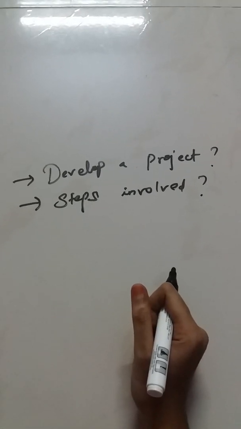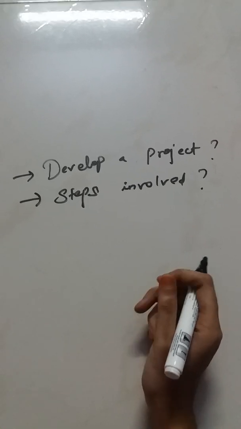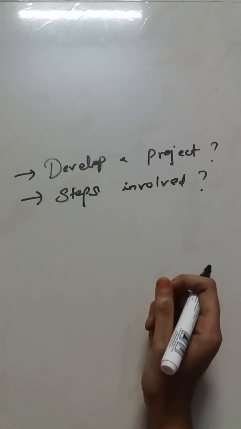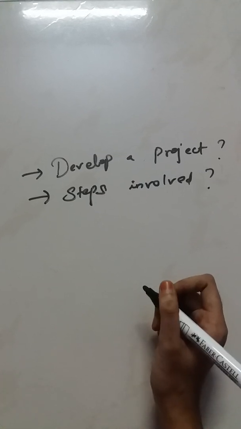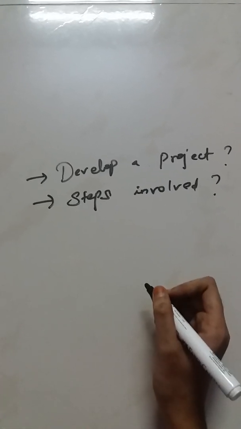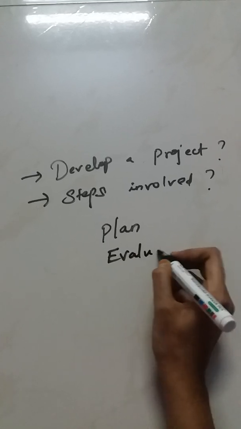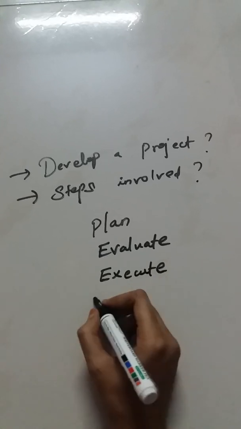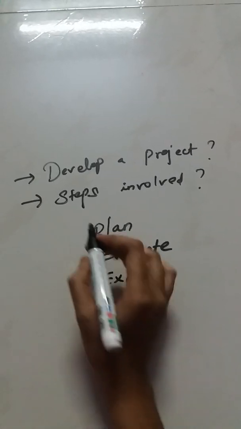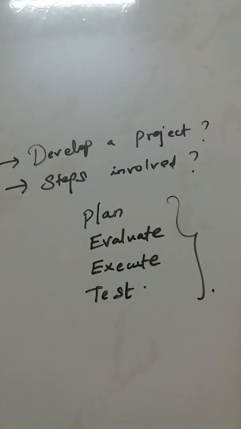As final year students and PG students, pursuing ME, BE, BTech, MSc, etc., doing a project is one of the major factors to learn about new technologies, steps, etc. I divide the steps to develop a project into 4 categories: plan, evaluate, execute, and test. So these would be the 4 steps involved in developing a project.